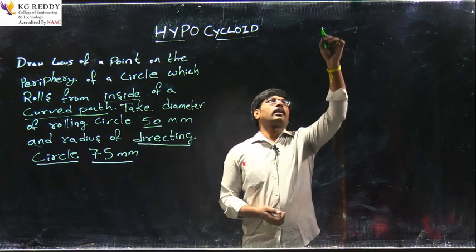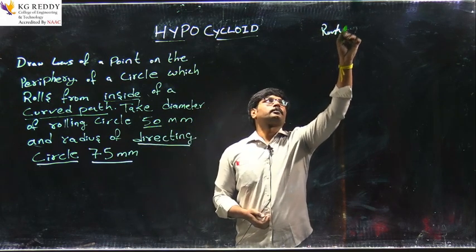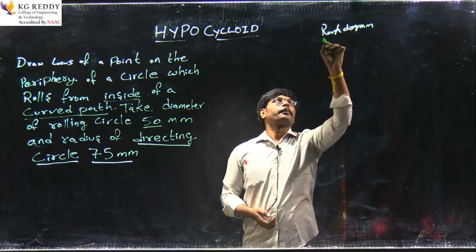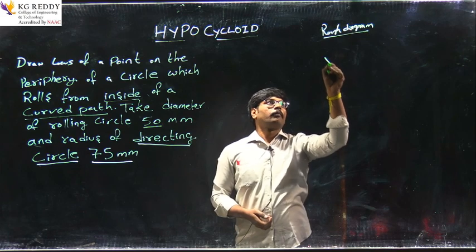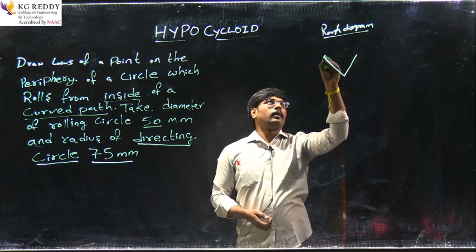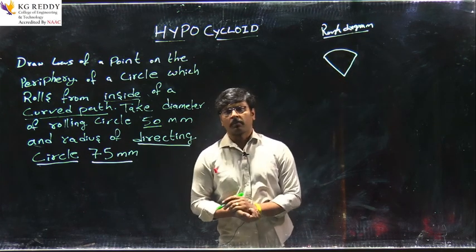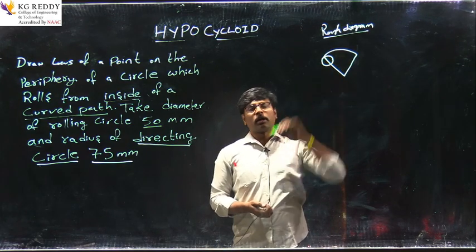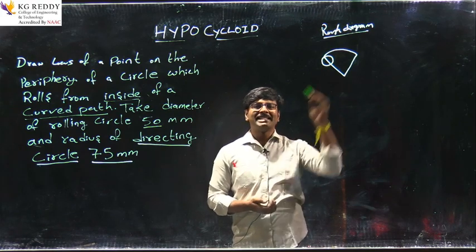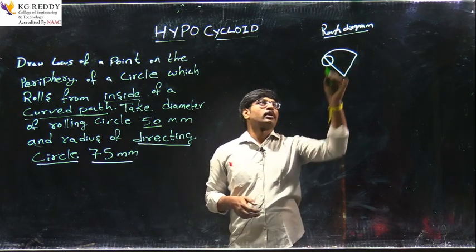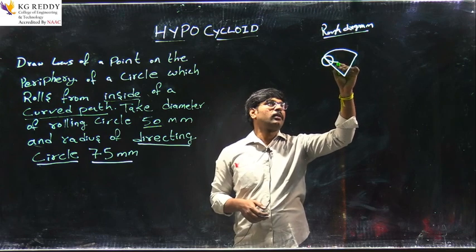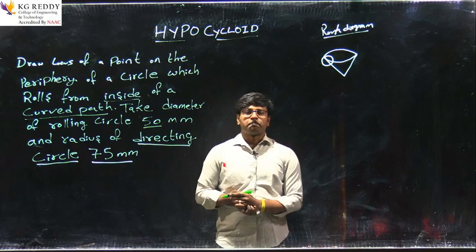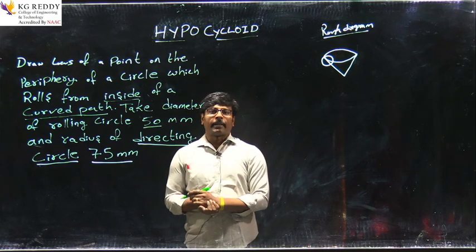Here we go for a rough diagram. And this is a curved path. Here we have a circular roller and it rolls inside the curved path. So here is the locus of a point on the periphery of a roller. So here it is a rough diagram.